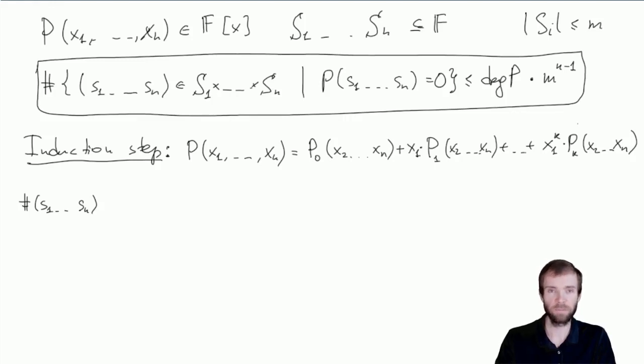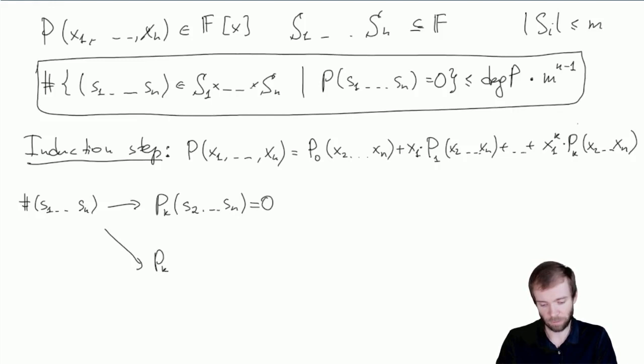Now these tuples can be of two kinds. The first kind are the tuples on which pk vanishes, so that pk of s2 through sn is equal to 0. And the second kind are the tuples on which pk doesn't vanish. So let's now first bound the number of these guys such that the subtuple s2 through sn makes pk vanish.